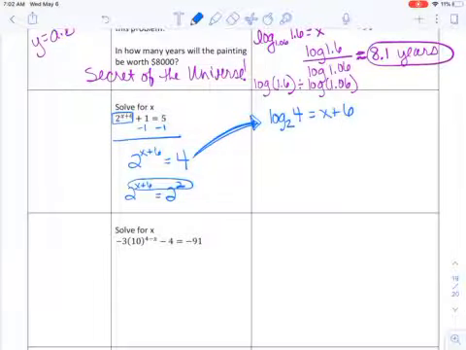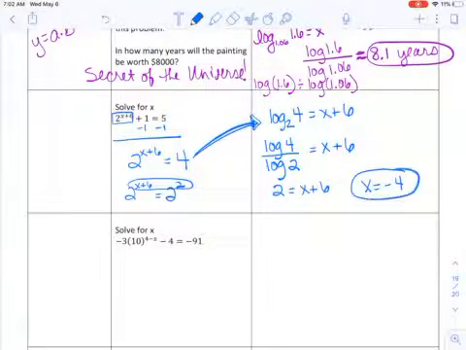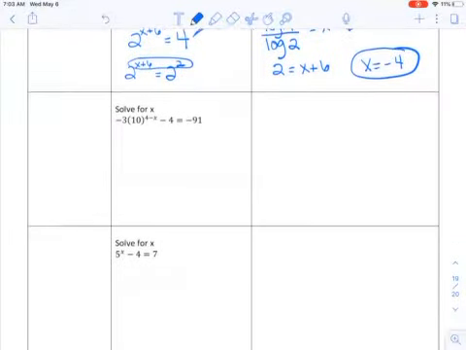Okay, again, I don't have a base 2 in my calculator, so I'm going to use secret of the universe. When I get that answer, it's going to give me x plus 6. So if I plug into my calculator log 4 divided by log 2, that's going to give me 2. And so then x will be negative 4. Okay.